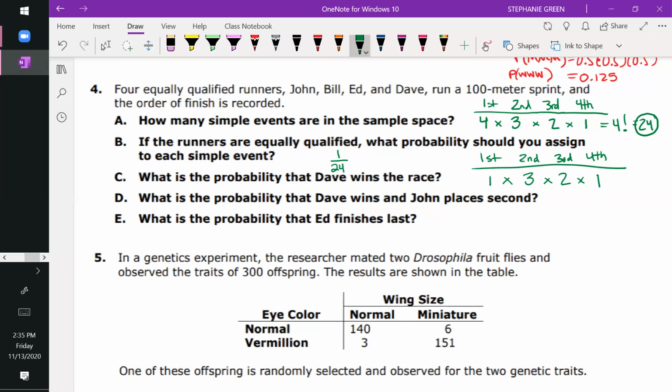So the probability that Dave wins a race is 6 out of 24 total possible ways that they can place. 6 out of 24 is the same thing as 1/4.